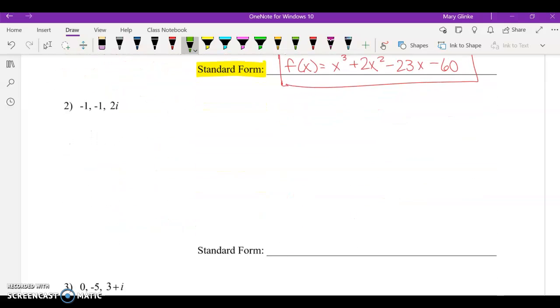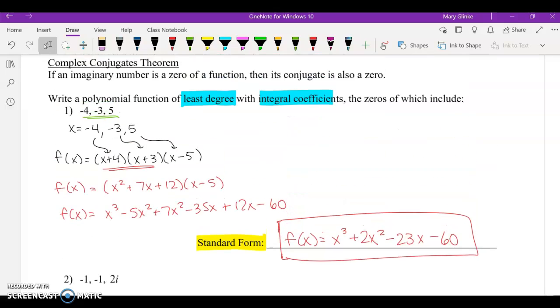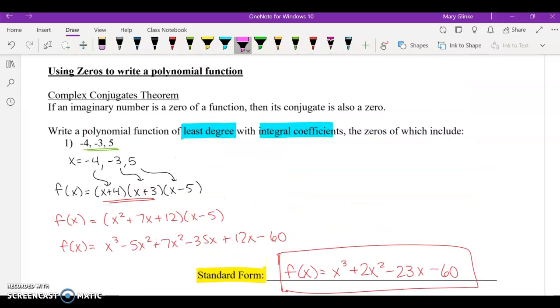So this next one, we have an i. We have this imaginary number. So for things like this, I'm going to scroll back up one more time and look at the complex conjugates theorem. So if you have an imaginary number as a 0, then the conjugate is also going to be a 0. So if we think back to conjugates, if we had 2 minus 4i, the conjugate would be 2 plus 4i. If our number was 5i, our conjugate would be -5i.